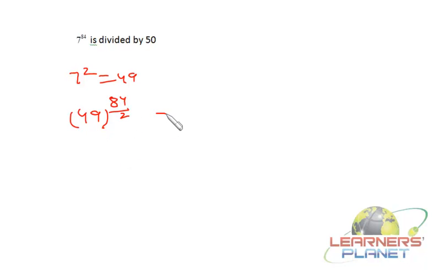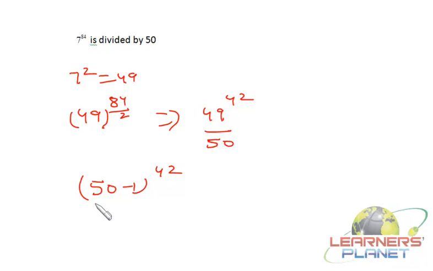That is 49 raised to 42. Now if 49 raised to 42 is divided by 50, what will be the remainder that we have to calculate? Now 49 can be written as 50 minus 1, raised to 42. If it is divided by 50, the remainder we'll get is minus 1 raised to 42, that is 1 only. So if 7 raised to 84 is divided by 50, we'll be getting the remainder as 1.